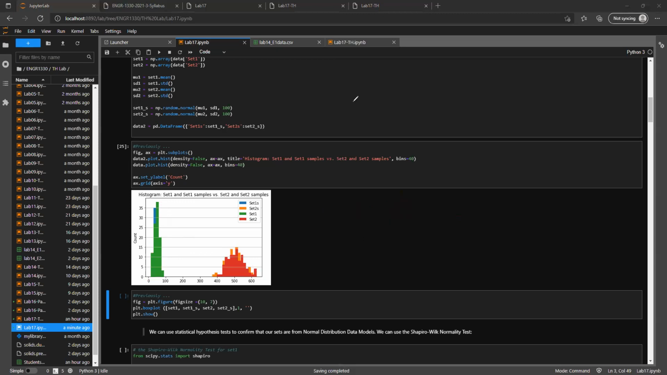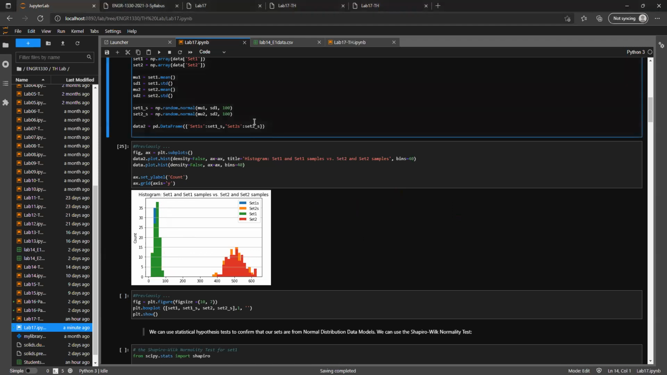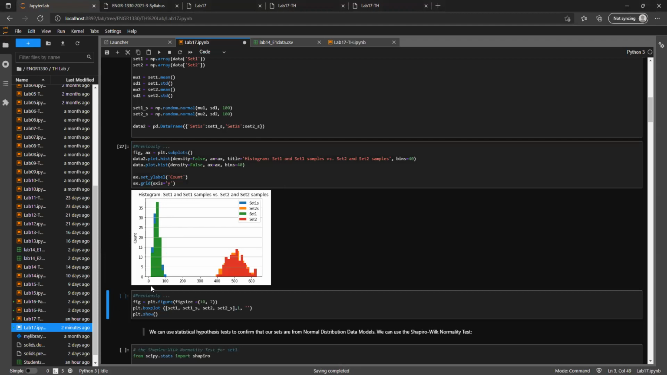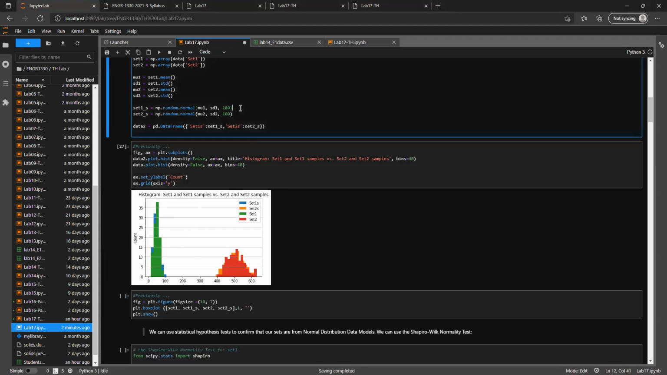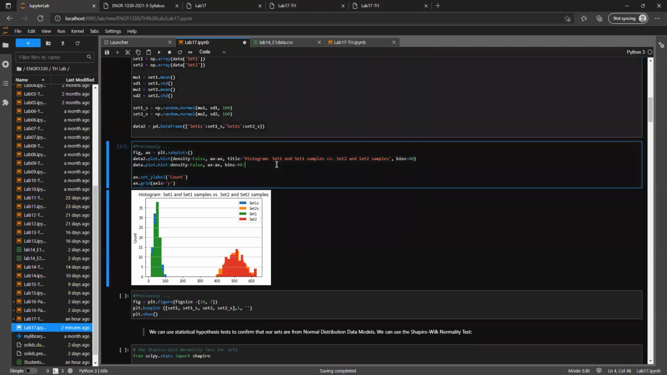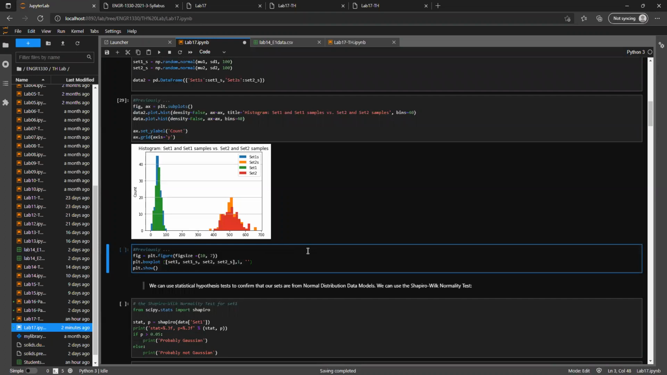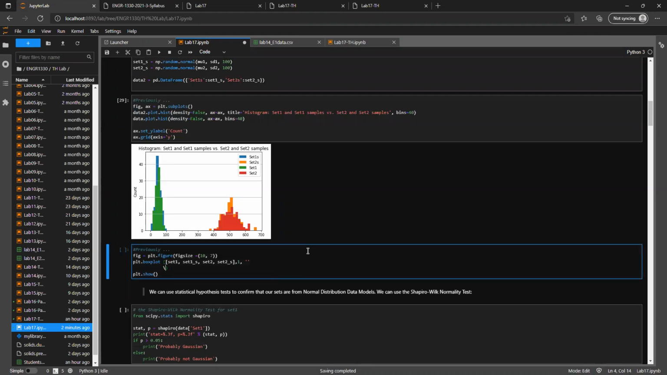And just to show that this is a random sample, we can plot it again and see it looks slightly different, but they are still at least visually similar.